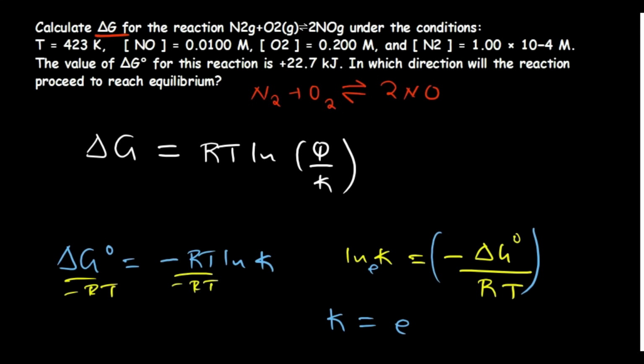So for now, let's substitute from that point. What do we have as our Gibbs free energy? Our Gibbs free energy there is 22.7 kilojoules. So we have 22.7 times 10 to the power 3, and then on the bottom our value of R is 8.314, and then our value of temperature is 423. Okay, so that can be plugged in.